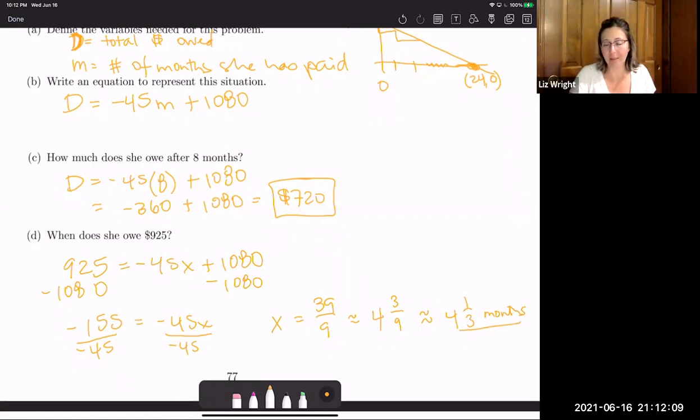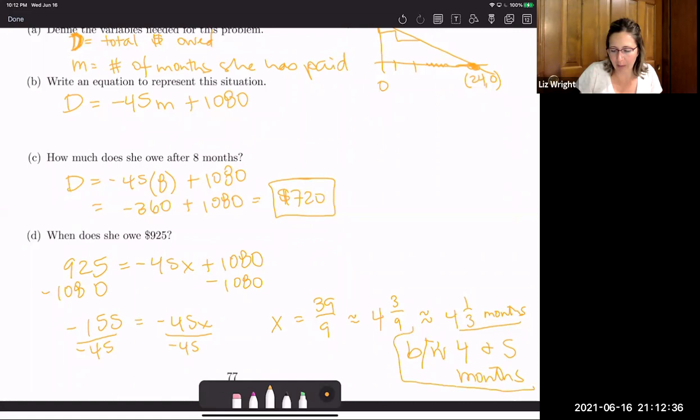Let's go back, and it says, when does she owe $925? Well, I think this is somewhat of a trick question. So when does she actually owe $925? Well, she never owes $925, but she's going to owe about $925 between 4 and 5 months, where she's approximately there.